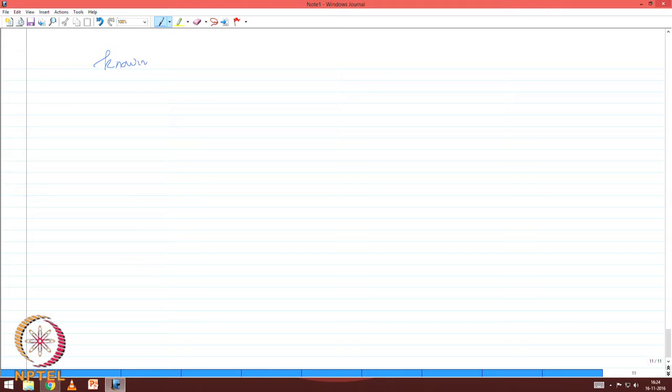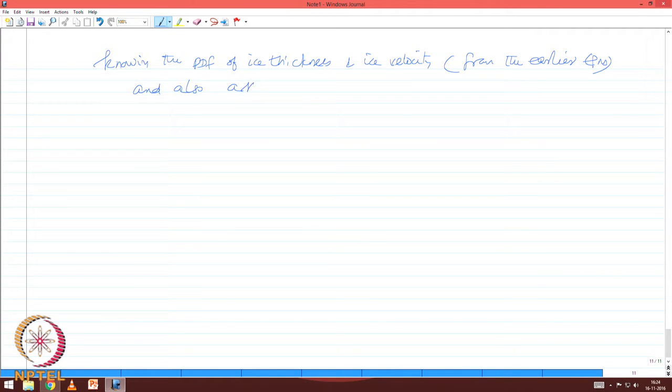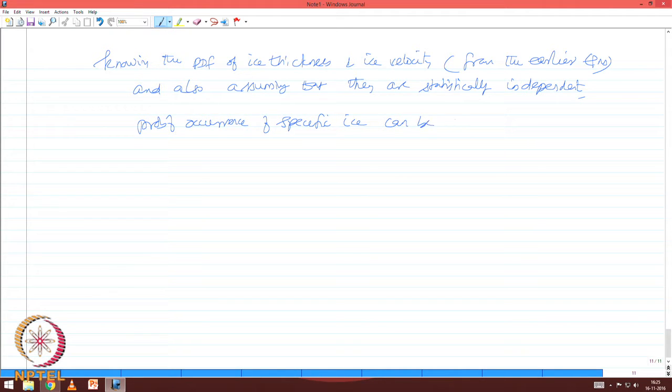Now, knowing the power spectral density function of ice thickness and ice velocity from the earlier equations, and also assuming that they are statistically independent, one can find out the probability of occurrence of a specific ice combination. Now, what do you mean by specific ice combination?